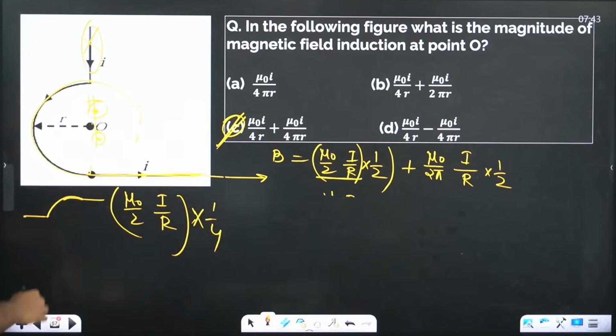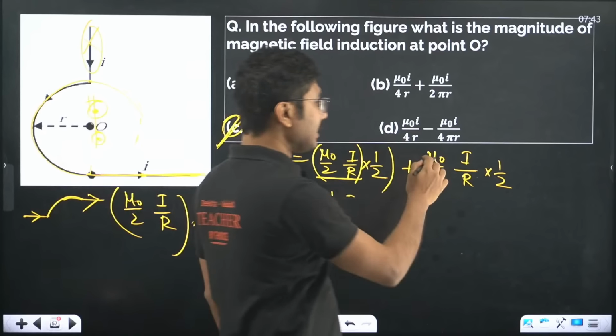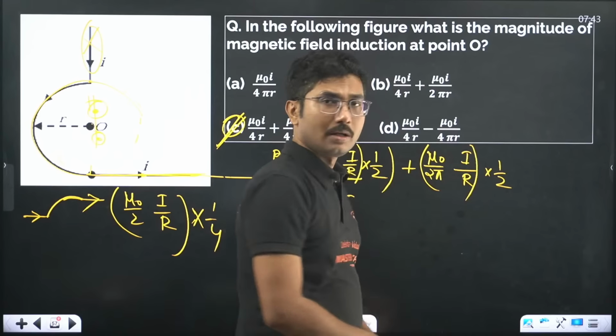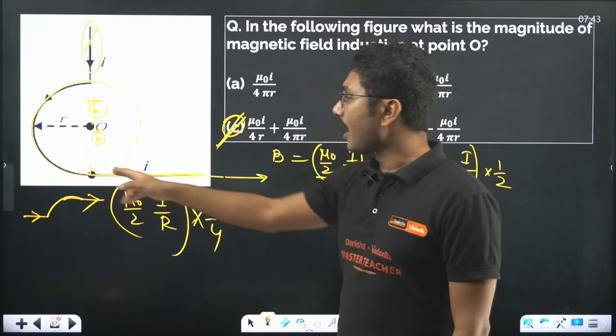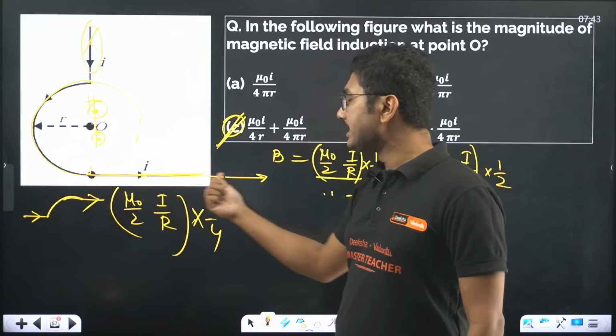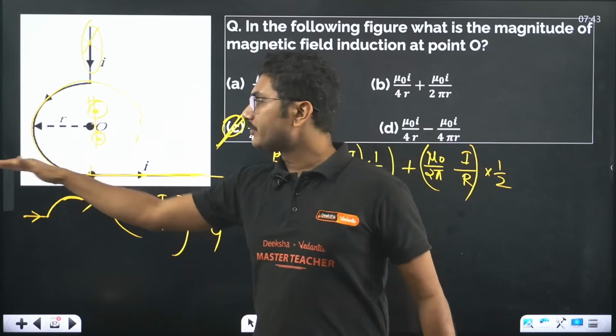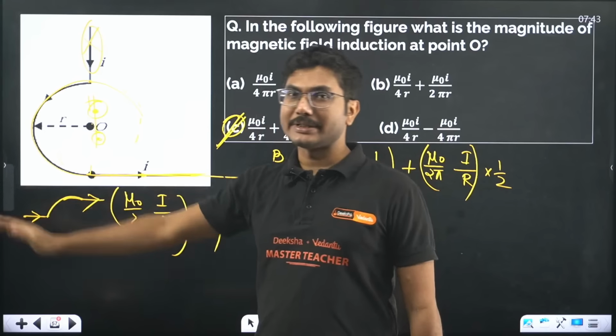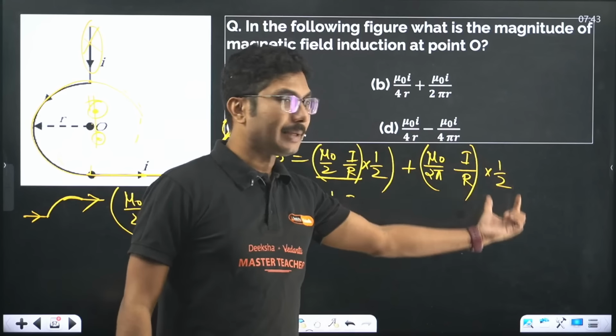For a straight wire, you have to always remember that for a complete wire it is mu naught I by 2 pi r. In case of a half line, here it is only half infinite. That means it is infinite on this side and finite on this side, and there is nothing present here. So you have to multiply by half.